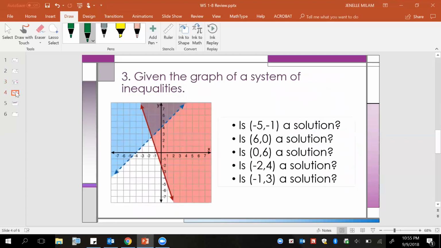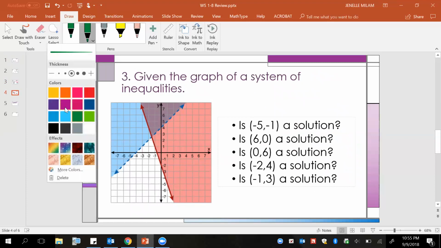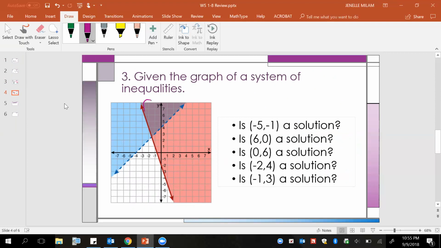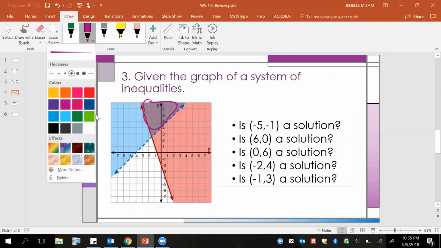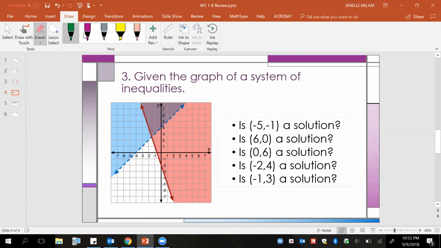Okay, the next one. We have a couple different questions using this shaded graph. Remember, guys, if it is a solution, it is in the exact same region. So anything where those shades overlap, plus it can be on a solid line. So let's look at these points. We're going to plot them. Let me erase this right here so we can see the plot. So we've got negative 5, negative 1. Well, that's on the dotted line, and it's not in the combined shaded regions. So this is not a solution.